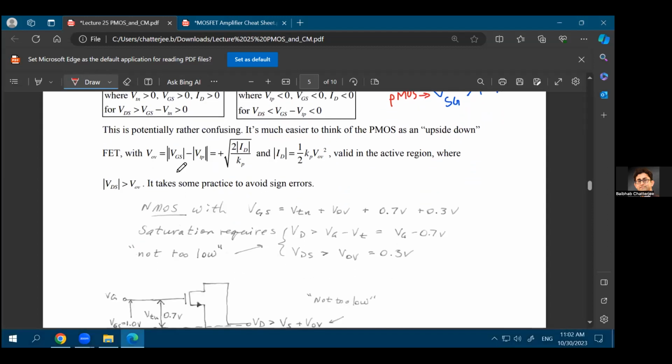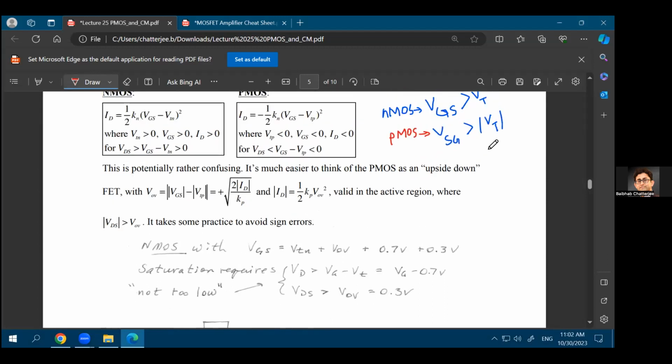Okay, so what would be your V overdrive? The overdrive voltage will again be by how much amount your VSG is higher than the absolute value of the threshold voltage. So V overdrive will be the absolute value of VGS minus the absolute value of the threshold, or just the absolute value of your VSG minus VT. Okay. So you can represent everything with absolute values, and that will make your life much easier.